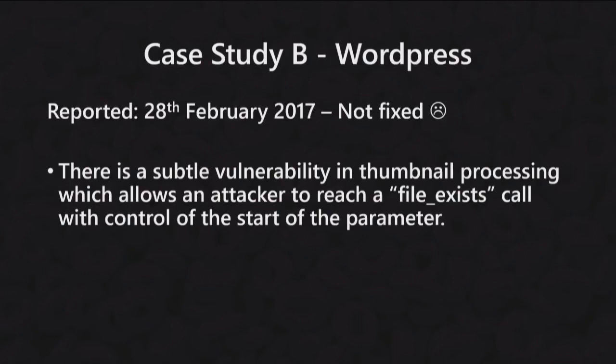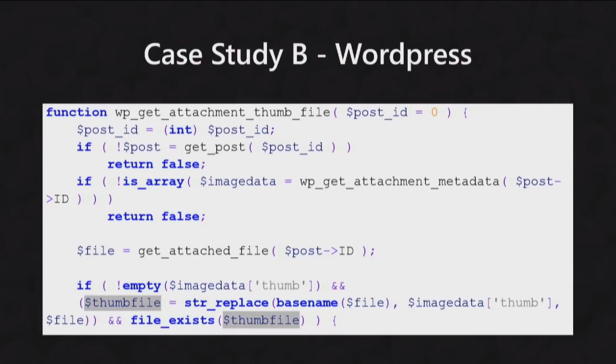So this is my favorite vulnerability because it's more subtle than the others. The vulnerability is in some legacy functionality for dealing with thumbnails, and the problem is in the highlighted code. It calculates a variable called thumb file and then calls file exists on it. It calculates the value of this variable by replacing within file the base name of file with something. Now there's a bad assumption there, which is that the base name of the file only occurs in the place where the base name is.